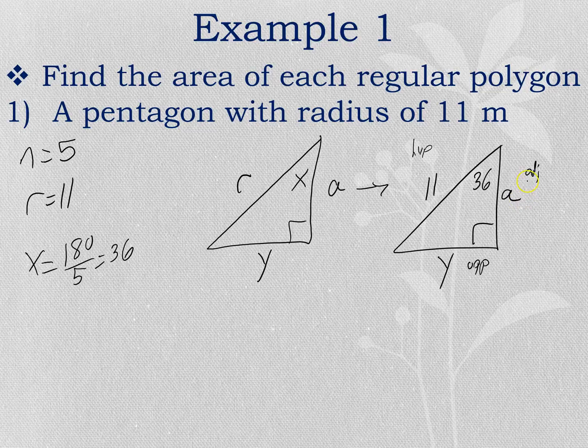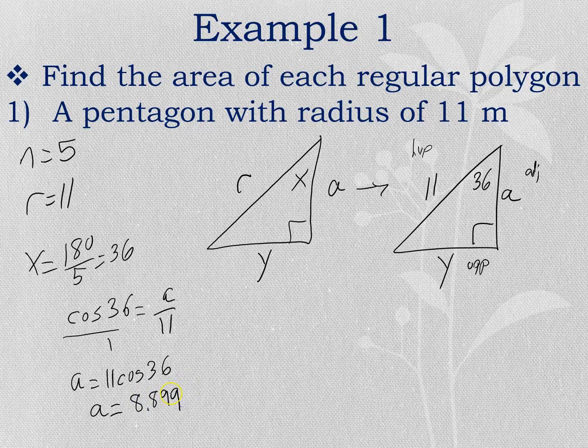Well, if I want to solve for a, since it's adjacent over hypotenuse, we're going to use cosine. So cosine of the angle equals side adjacent over the side hypotenuse. So we cross multiply. A equals 11 cosine of 36. Which when you plug that in, you're going to get a value that is 8.899. Now again, make sure you store that one because you're going to need to use that later.